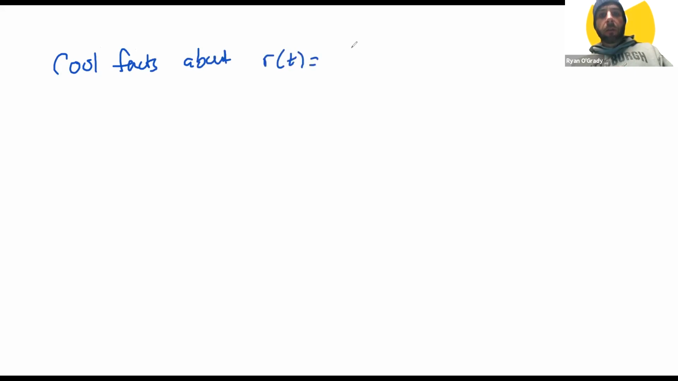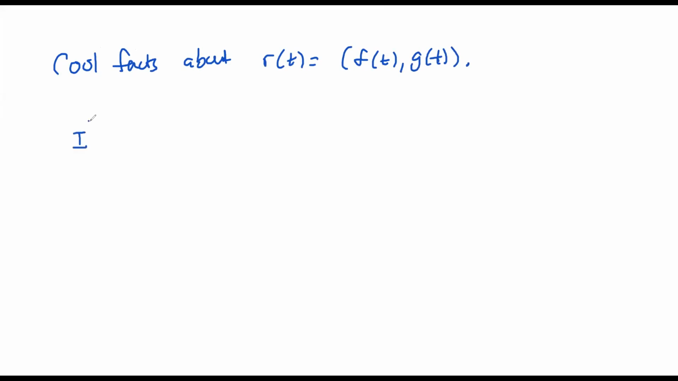Okay, now, here are some cool facts about r of t equals f of t comma g of t. So take some arbitrary parametric equations in this new function r. So the first thing is, how do we incorporate derivatives?